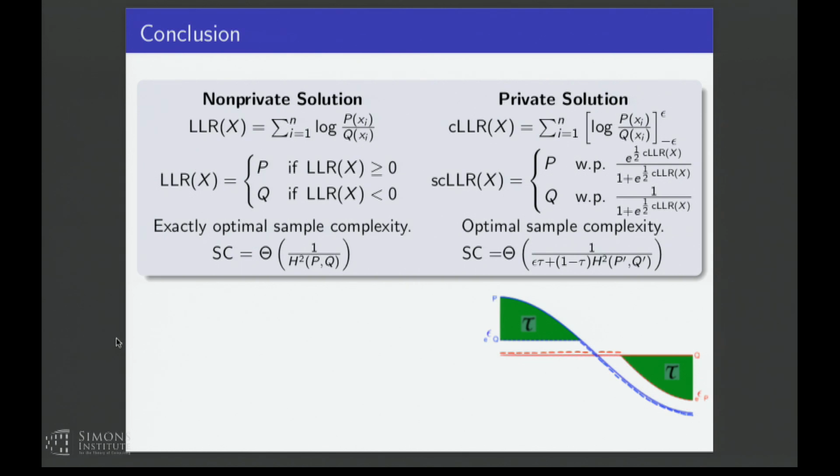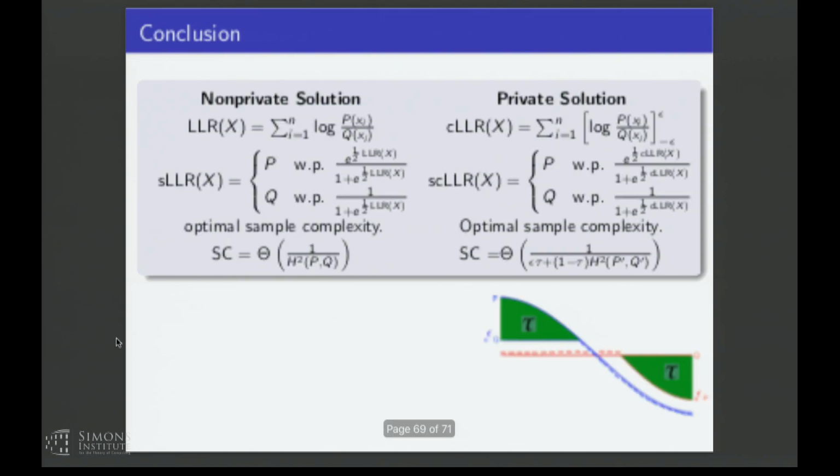Okay, so in conclusion, what have we done? Remember, we first started with this non-private solution. That started with a test statistic, a deterministic test. It had exactly optimal sample complexity, and its sample complexity was nicely characterized.